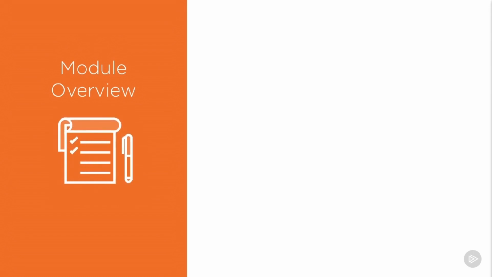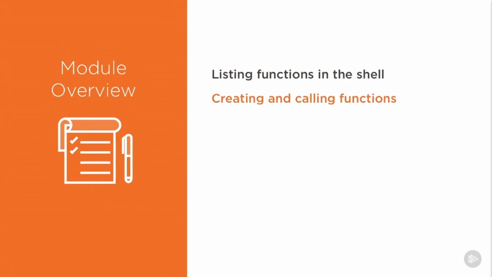Now as we go through, of course, we're looking at functions. So we're going to see how we can list functions from our command line shell. We'll see, of course, how we can go through and write or create our functions. Once we've created them, then we need to execute these functions. So that's called calling functions.